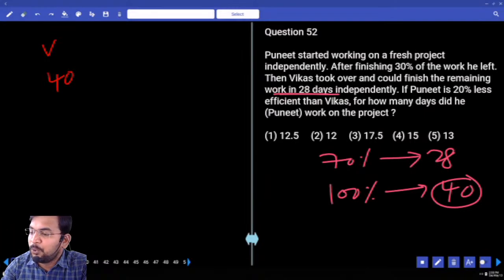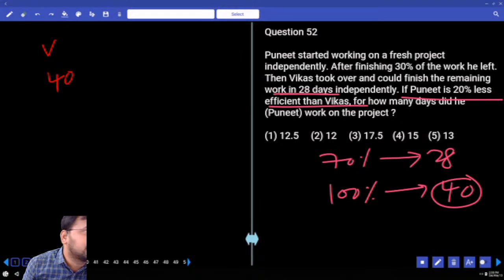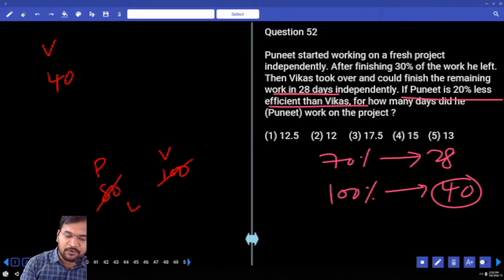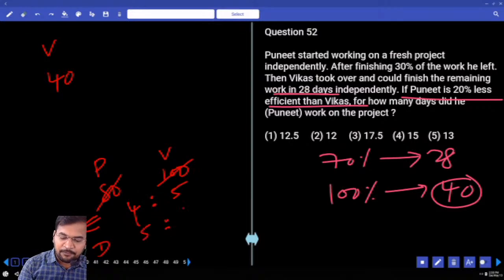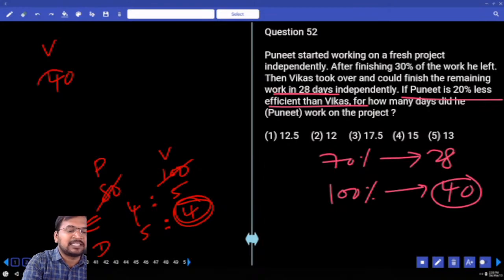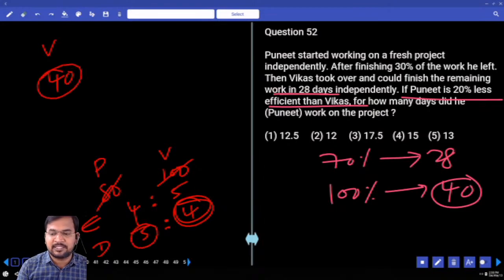Are you clear? Punit is 20% less efficient than Vikas. If 20% less efficient, then Vikas efficiency is 100. Punit efficiency is what? 80. Efficiencies are in the ratio 4:5. Days ratio is what? 5:4. Yes? So Vikas taken how many parts? 4 parts is 40 days. Then Punit how many parts? 5 parts.